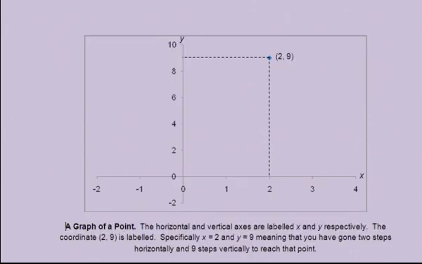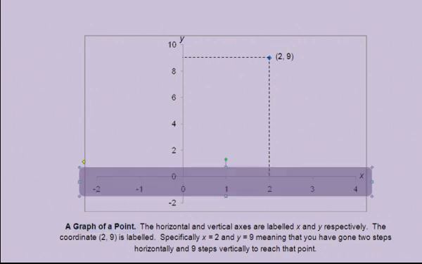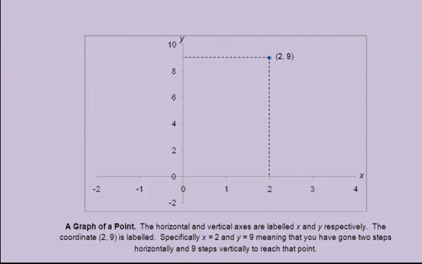Let's look in more detail at a graph of a point. So the horizontal axis is labelled as x. The vertical axis is labelled as y. The coordinate (2, 9) is here and labelled. Specifically, x equals 2 and y equals 9, meaning that you have gone 2 steps horizontally and 9 steps vertically to reach that point.